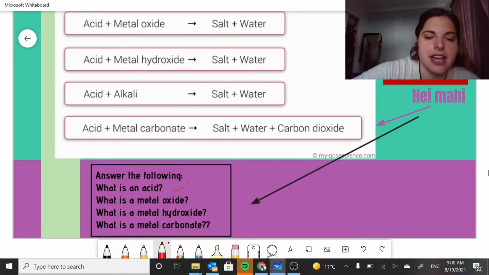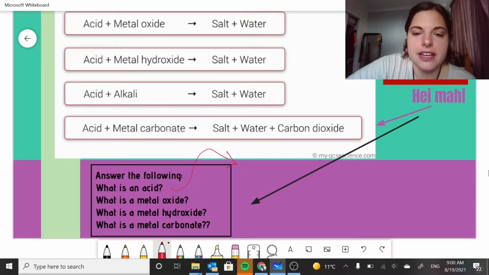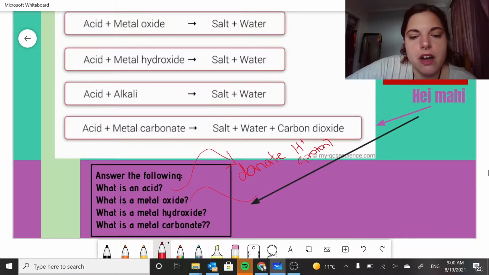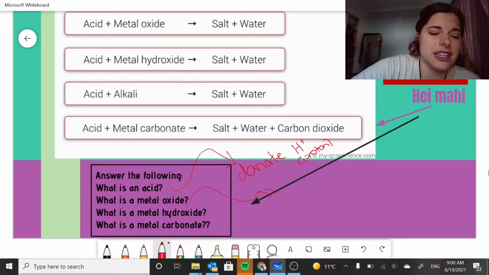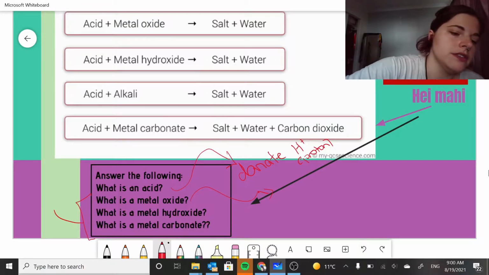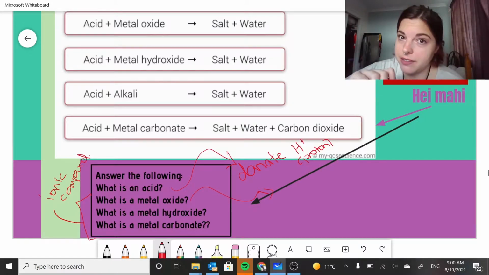So if we think of an acid, its key chemical property is that it donates hydrogens, donates H+. Sometimes we'll call that a proton. A metal oxide is an ionic compound, and actually all of these are ionic compounds. So that's something to keep in mind for later.